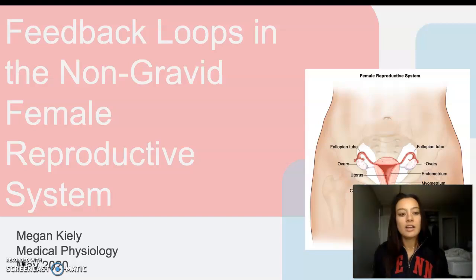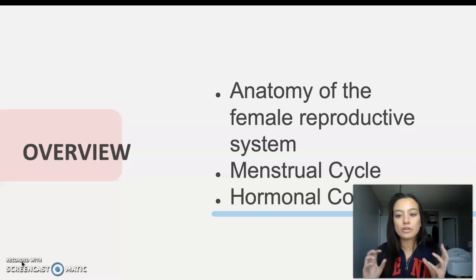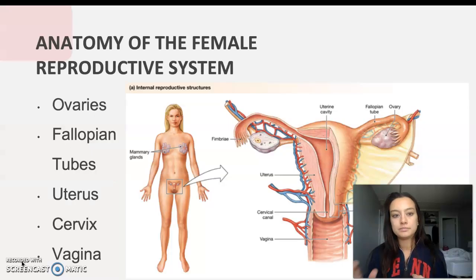So today is May 25th, and I'm going to be talking to you about feedback loops in the non-gravid female reproductive system. Just to give you an overview of the presentation, we're going to start with the relevant anatomy of the female reproductive system, and then we'll move on to the menstrual cycle and hormonal control of the menstrual cycle.